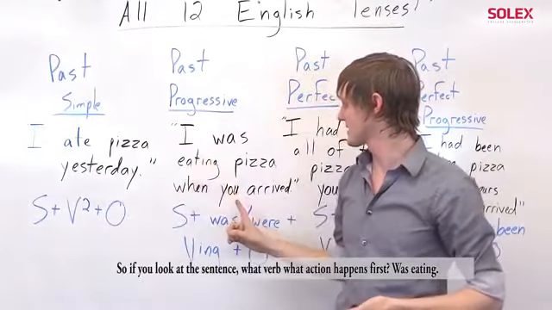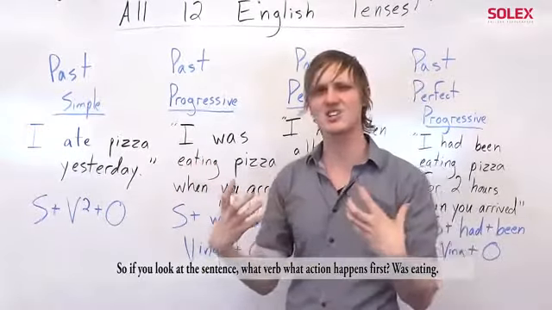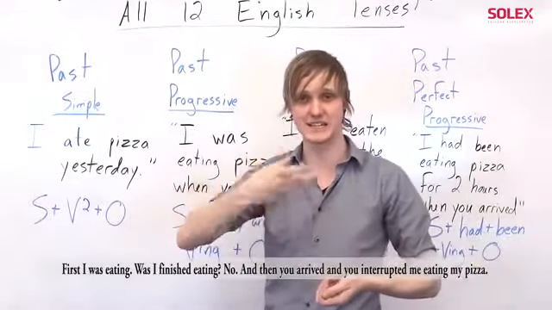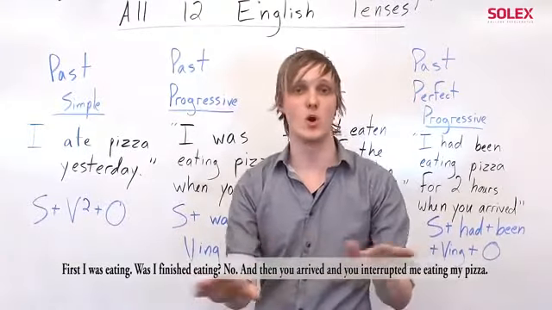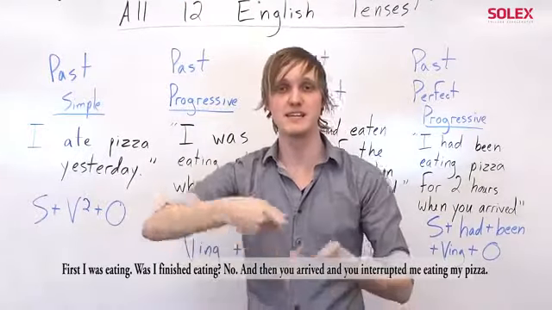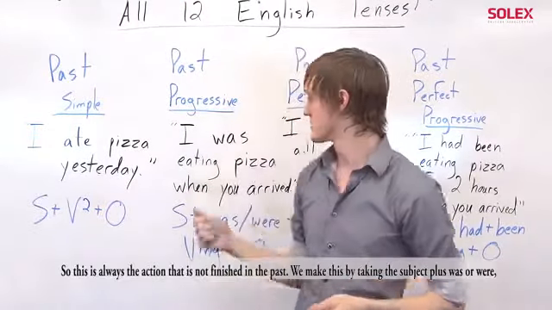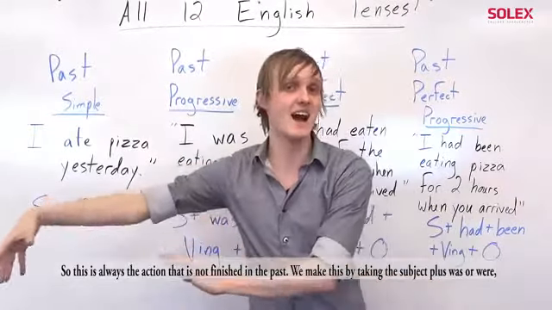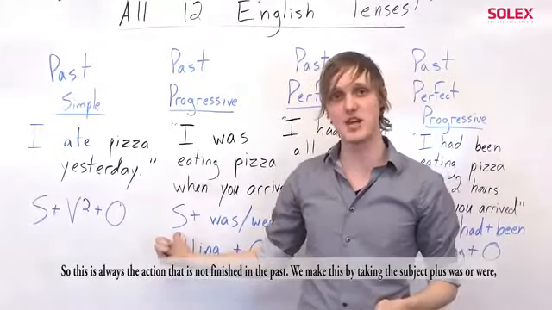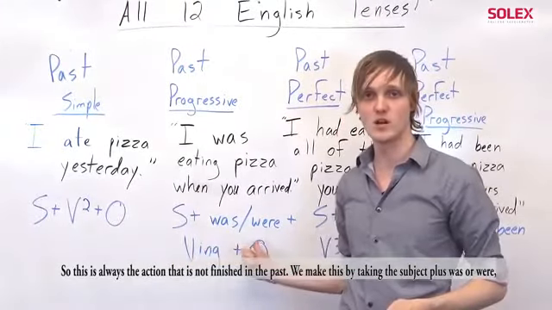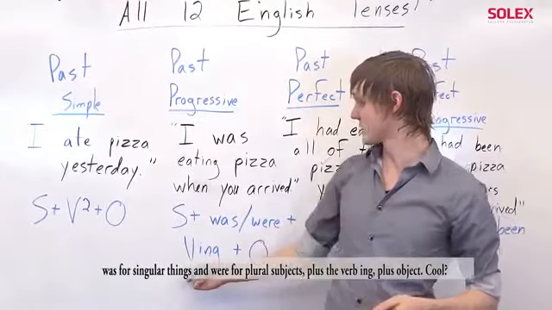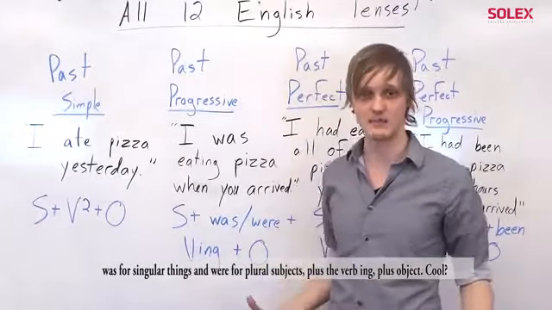So, if you look at this sentence, what verb, what action happens first? Was eating. First, I was eating. Was I finished eating? No. And then you arrived and you interrupted me eating my pizza. Okay? So this is always the action that is not finished in the past, okay? We make this by taking the subject plus was or were, was for singular things and were for plural subjects, plus the verb ing plus object.